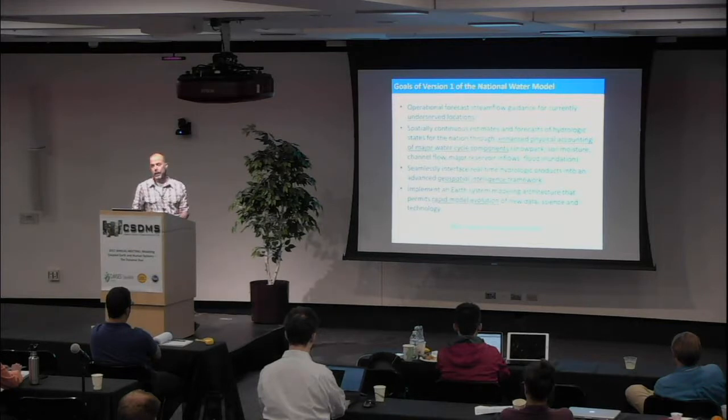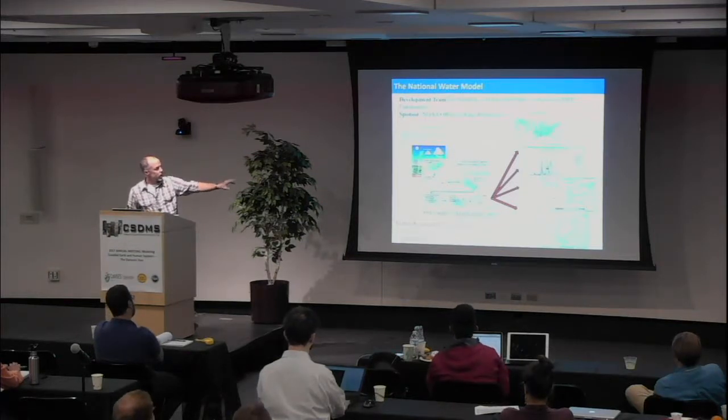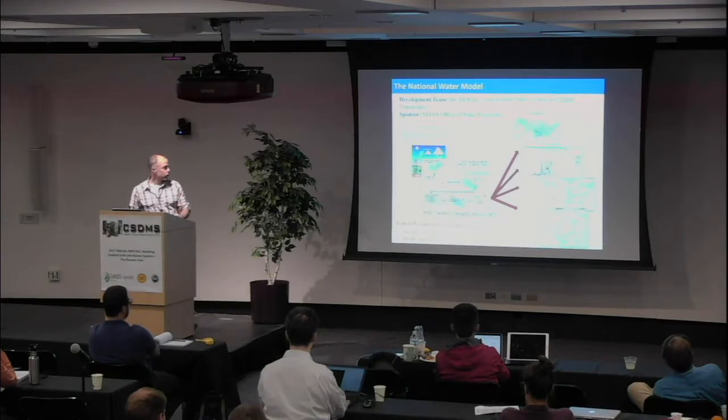And then finally, that last bullet is moving towards an Earth system modeling capability. So this was the goals of version one. The schematics you see here are just sort of some of the boilerplate resources that are now available. There's a web page that NOAA hosts for the National Water Model. There's a variety of different outputs that I'm going to highlight in a little bit that come out of the National Water Model in addition to just stream flow.